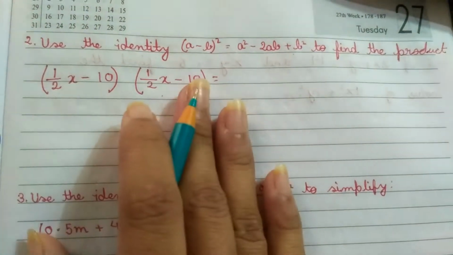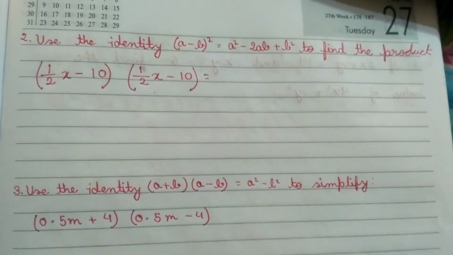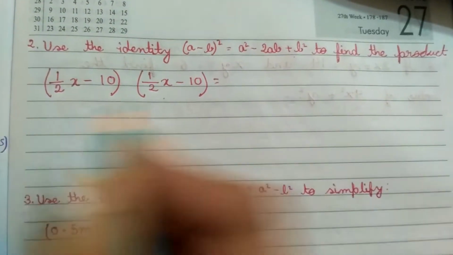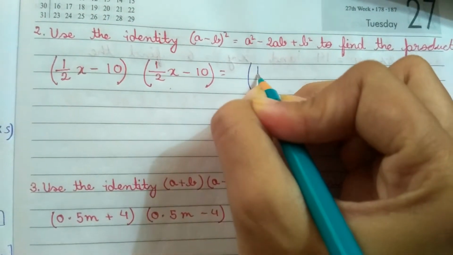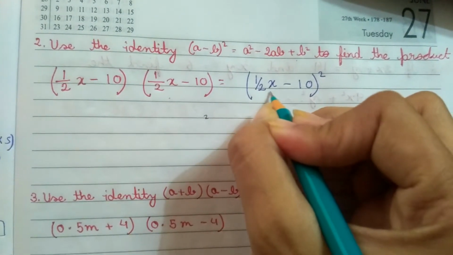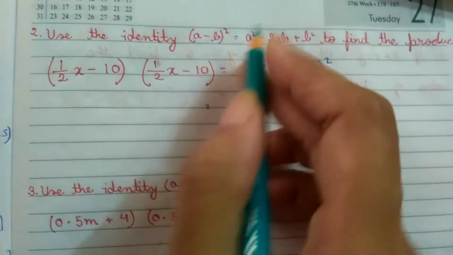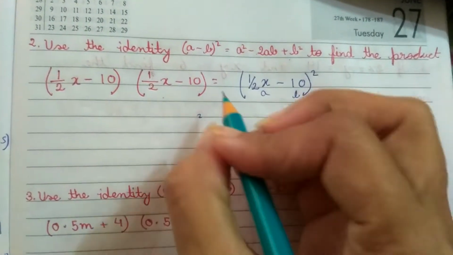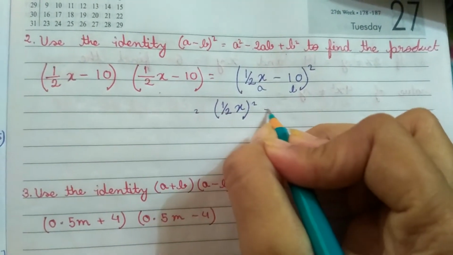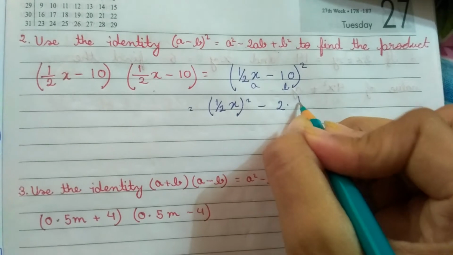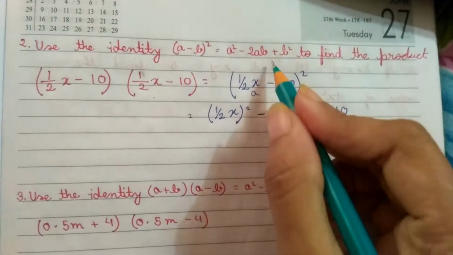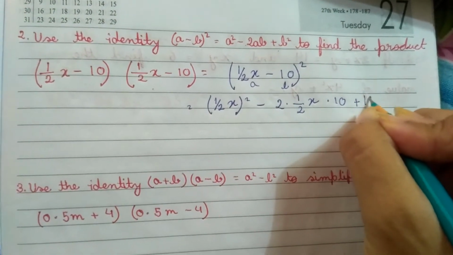Now, question number 2. Use the identity (a minus b) whole square equals a square minus 2ab plus b square to find the product of (half x minus 10) into (half x minus 10). Now, both are the same, so we can write it as a square. Now, see, if this is a and this is b, you can write a square minus 2ab plus b square. So, instead of a, we will write (1 by 2 x) whole square, then minus 2, then a. A means 1 by 2 x, and then b. B means 10. And plus b square, that means plus 10 square.